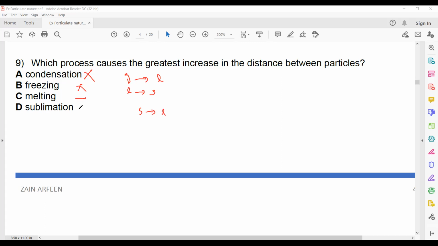That can be an answer, but in sublimation, what happened? A solid directly changed to gas. So if a solid directly changes to gas, there will be the greatest increase in the distance between the particles. Like in a solid, the particles are very tightly packed. In gases, the particles are far away from each other. So there is the greatest increase in distance between the particles for sublimation. So D is the right answer.